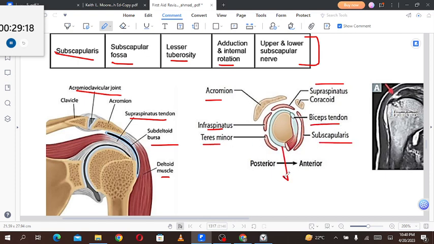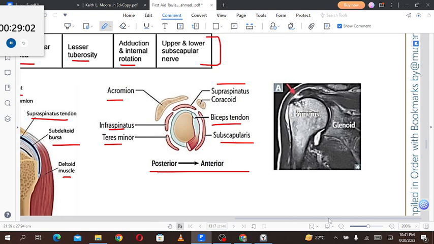You may say that the inferior surface is somewhat devoid, and here we are on the posterior side. So the infraspinatus and the teres minor are on the posterior surface, the supraspinatus is kind of superior, and subscapularis is on the anterior surface. And then here you can see that this is the humerus and this is the glenoid, and this thing is called the glenohumeral joint.